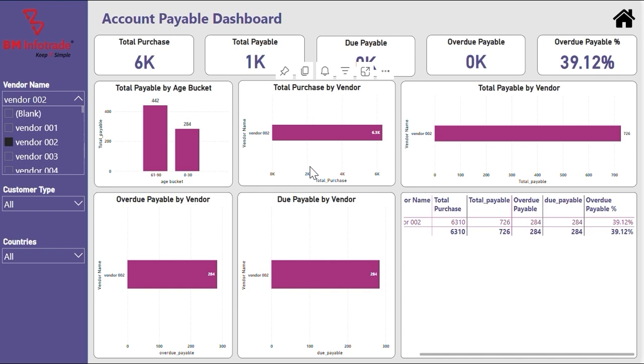These insights help businesses track their financial performance, manage outstanding balances, and make data-driven decisions.